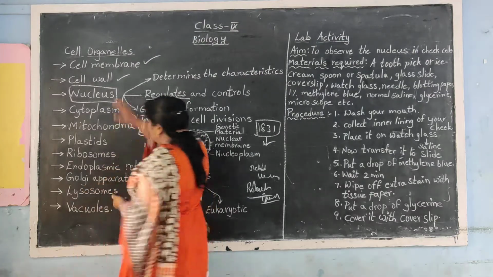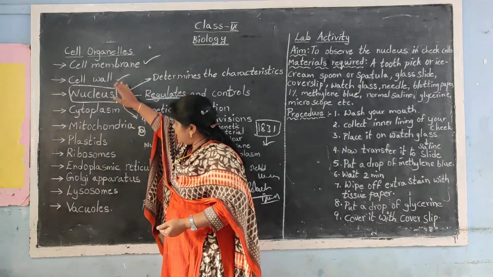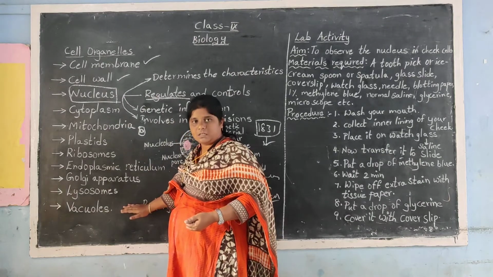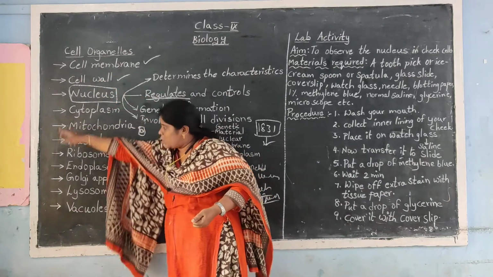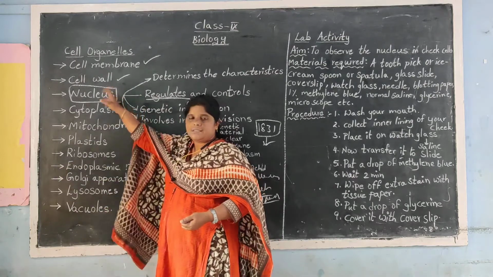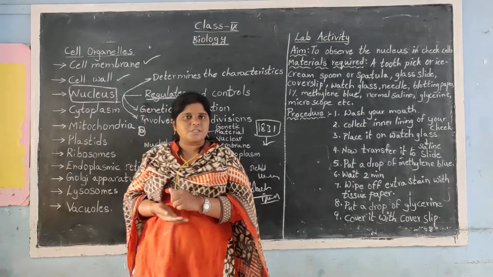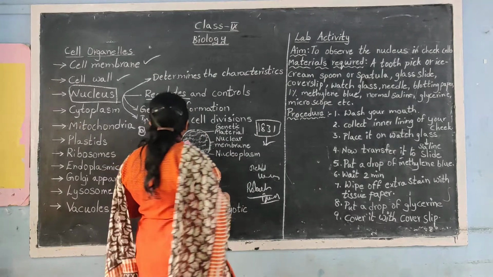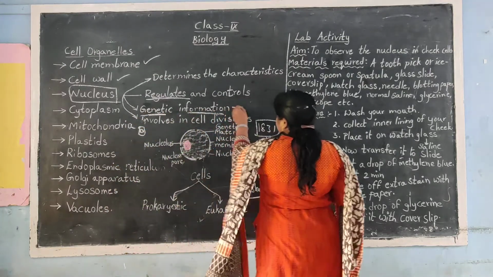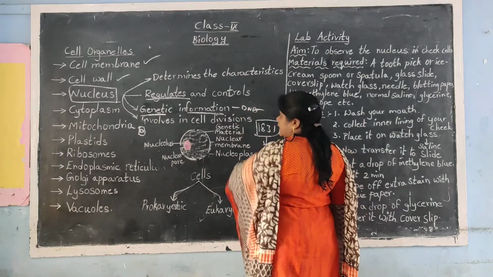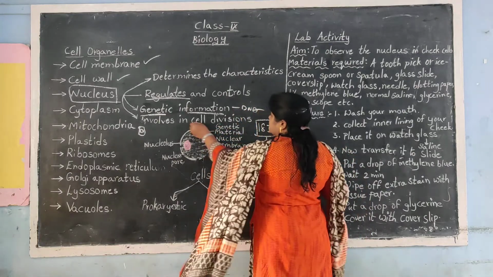Now, you have seen that the cell is composed of so many cell organelles. The nucleus is the master. This nucleus will control all the cell organelles present in the cell. Now when you see the structure, what information does it contain? Genetic information. That means it has DNA and it is involved in cell division.